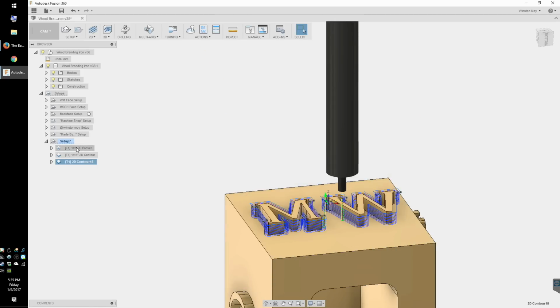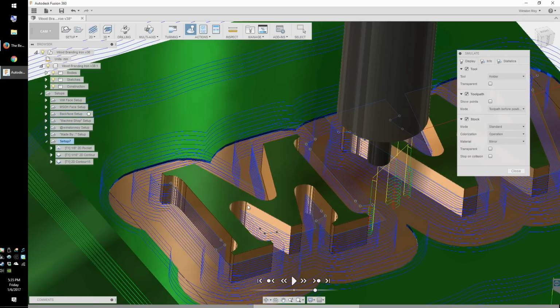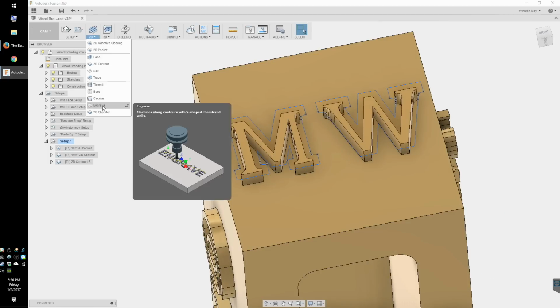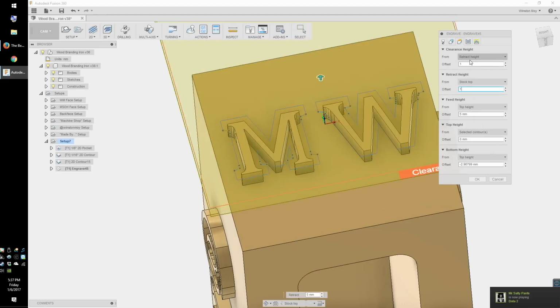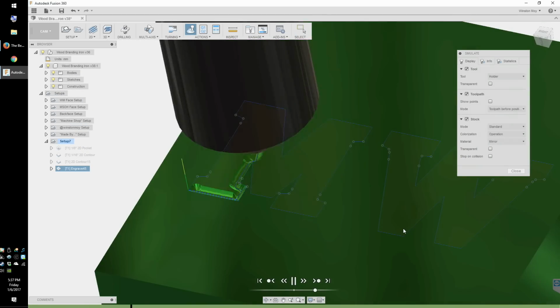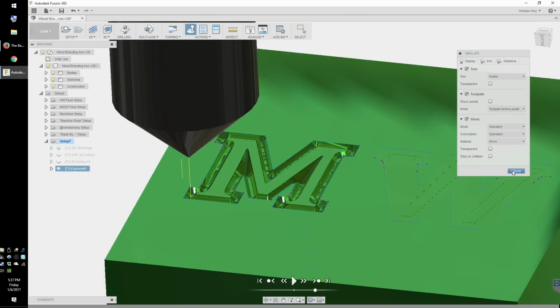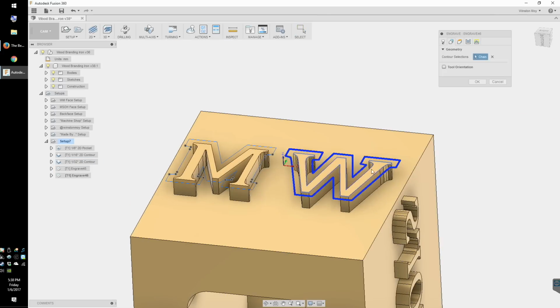After defining the profiles of my letters as best I could with conventional end mills, I would go back in with a V-bit to notch out the corners that couldn't be reached with 2D cuts. To do this sort of reverse engraving operation, I created an offset profile of my letters and had Fusion 360 perform an engraving operation between the letter's outline and the offset profile.